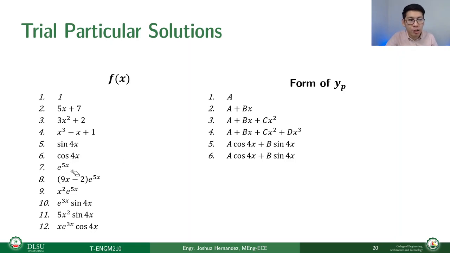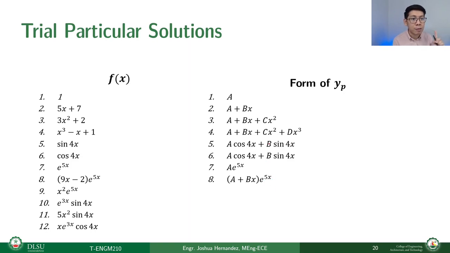How about number 7? This one, exponential: e raised to 5x. The answer is, yes, A e raised to 5x. So the 5 is carried over, and even here, our beta x is carried over too. So please do take note of that. How about number 8? We have 9x times e raised to 5x. This is a combination of polynomial, case 1, and exponential, case 2. What would be the trial particular solution for number 8? The answer is, we have here A plus Bx and then multiplied by e raised to 5x.